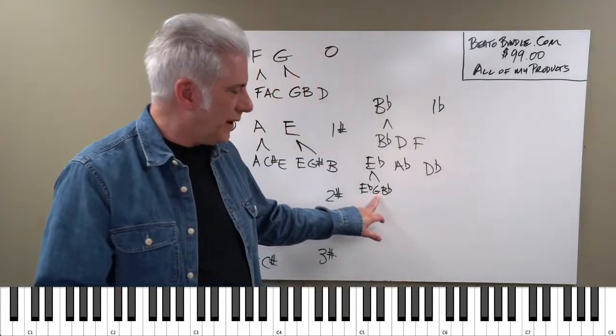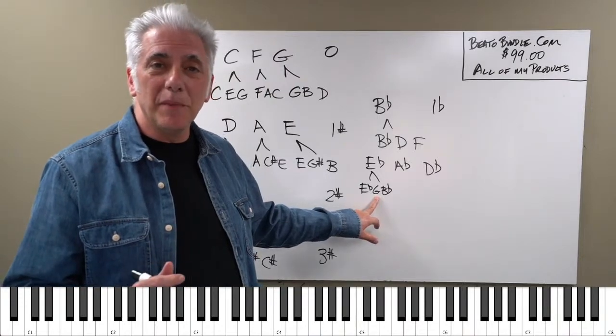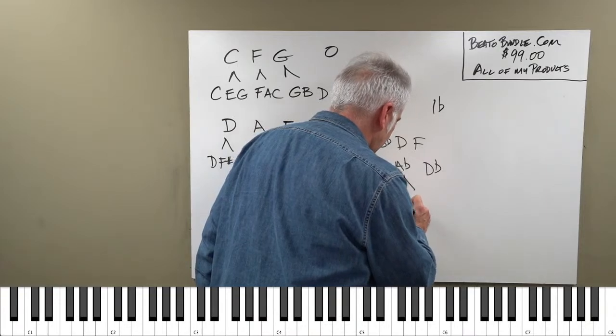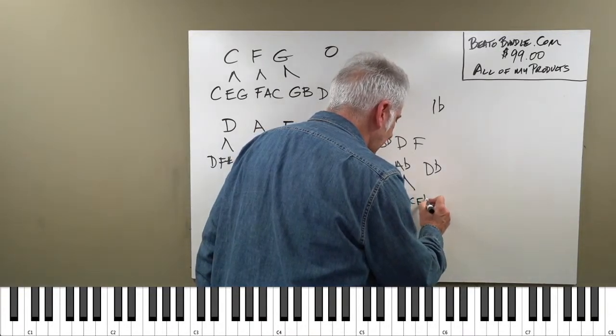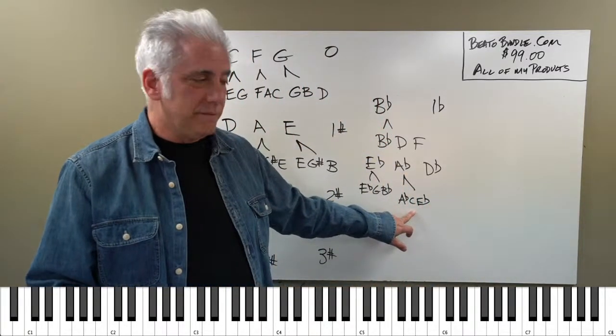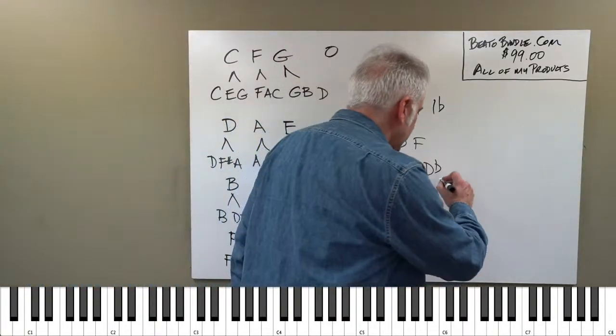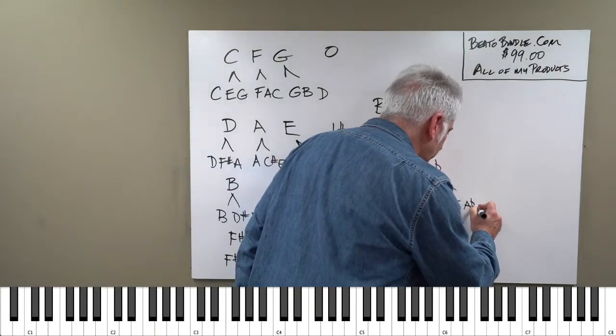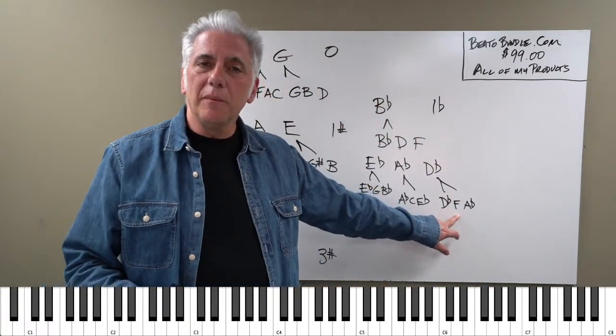What do you notice here? On this one, the natural is in the middle, right, instead of the sharp. And the A flat is A flat, C, E flat. Once again, the white note's in the middle, natural note. And then D flat major is D flat, F, A flat. Same thing. Natural note is in the middle.